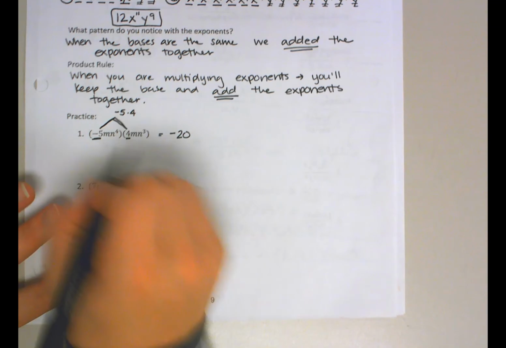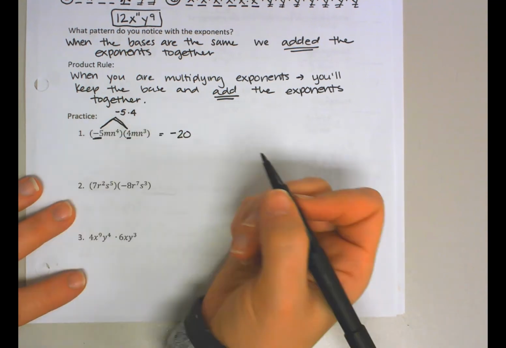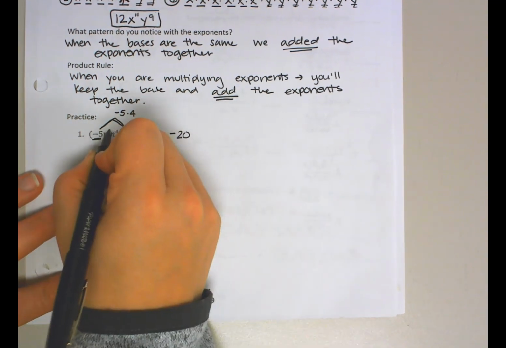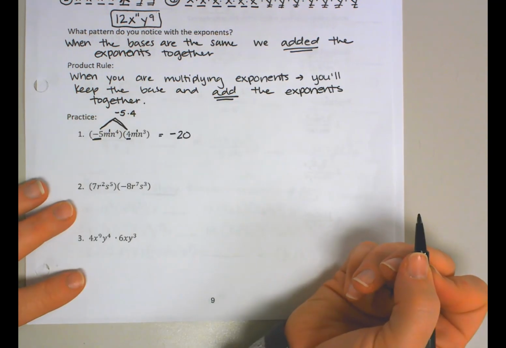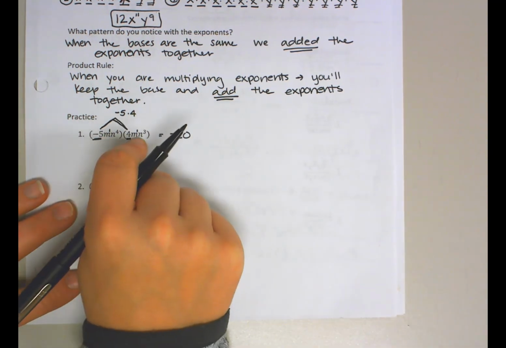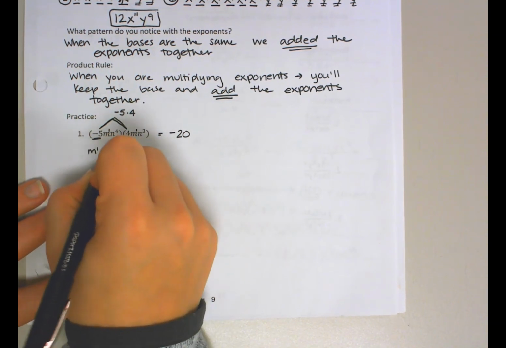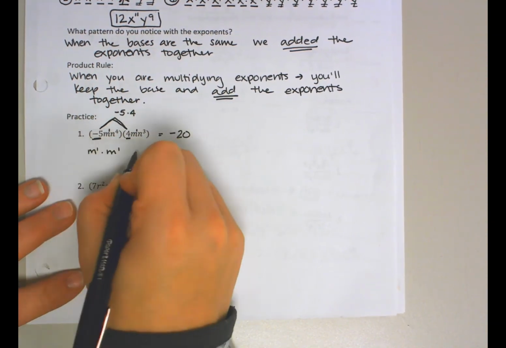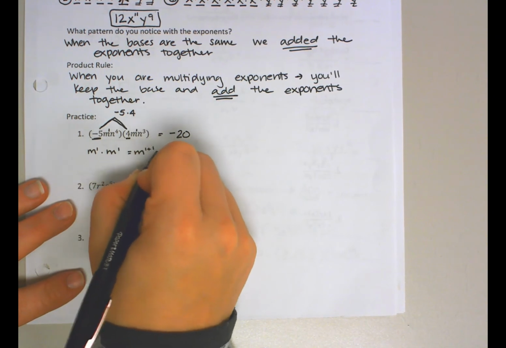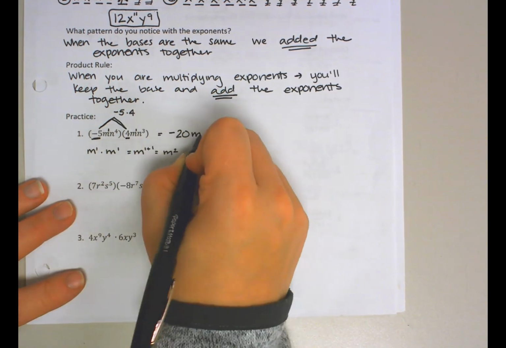Now I add my exponents together. So these m's don't have exponents, but what they really have is an imaginary 1 as their exponent. So I have m1 and m1. So to combine my m's together, m1 times m1, I'm going to add my exponents. So 1 plus 1 gives me 2. So that gives me m to the second power.